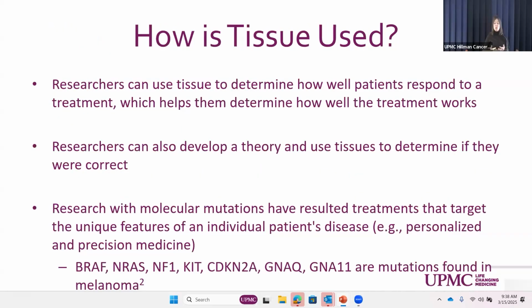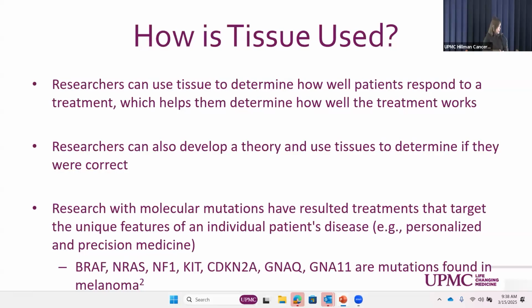So now we have this tissue. What do we actually do with it? Again, we use it to determine how well patients respond to treatment, how well treatments work, all of those different things about why we are using treatments and how we can get new treatments approved. So typically we develop a theory and we use the tissue to help confirm if we're correct.